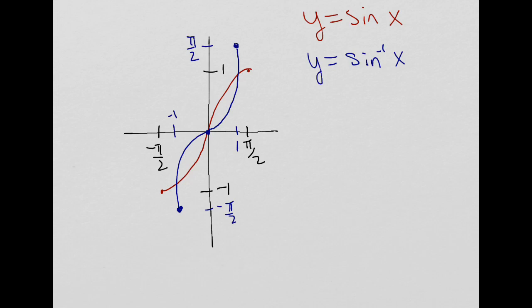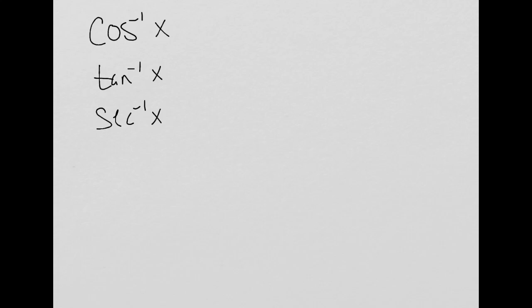But I could extend this idea not just for an arc sine or an inverse sine, but I could define the inverse cosine, the inverse tangent, the inverse secant, the inverse cotangent, and the inverse cosecant. And for every single one of these, you're going to need to restrict the domain to make it 1 to 1.